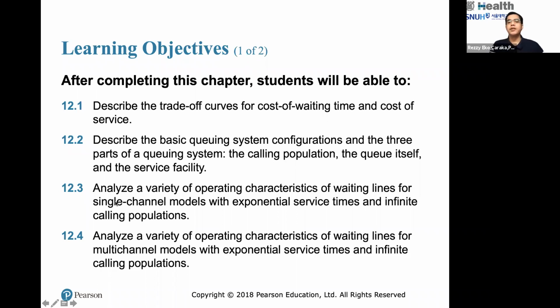We're also talking about analyzing a variety of operating characteristics of waiting lines for single-channel models with exponential service times and an infinite calling population. I already told you about the single line and multiple lines, so you already learned about that. And last but not least, analyzing a variety of operating characteristics of waiting lines for multi-channel models with exponential service times and an infinite calling population. So you already learned about that. So my first slide is the summary of this chapter.